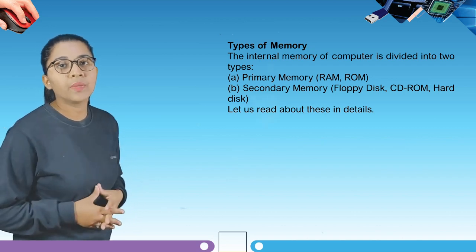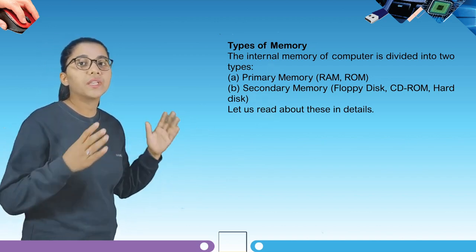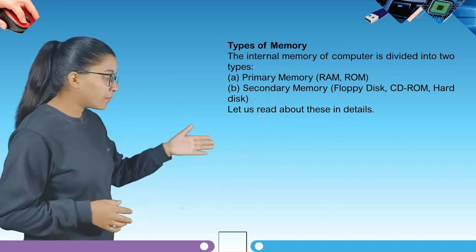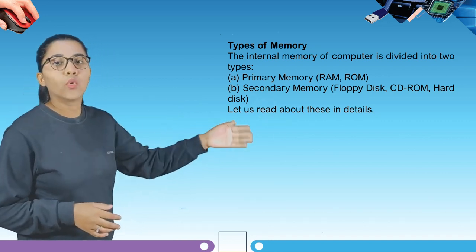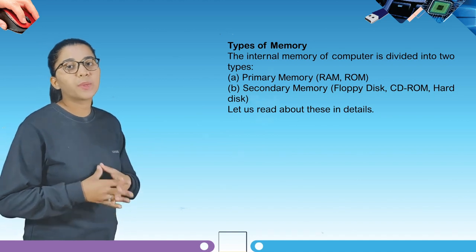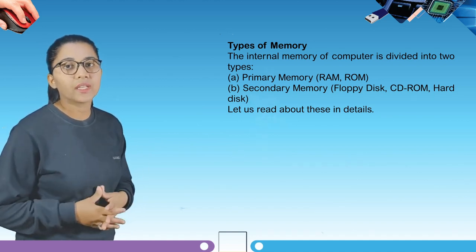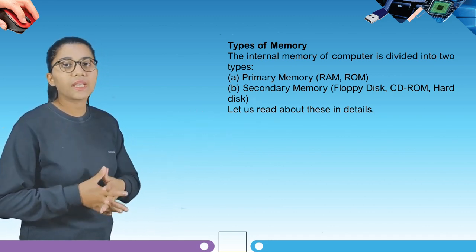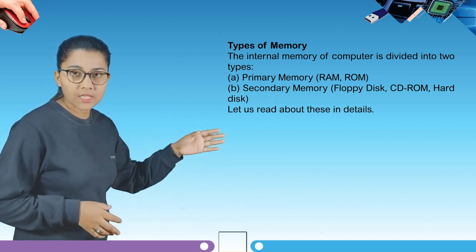Now students, let's learn more about the types of memory. The internal memory of computer is divided into 2 types. First is primary memory, that is RAM and ROM. Then we have secondary memory, that is floppy disk, CD-ROM and hard disks. Let us read about these in detail.